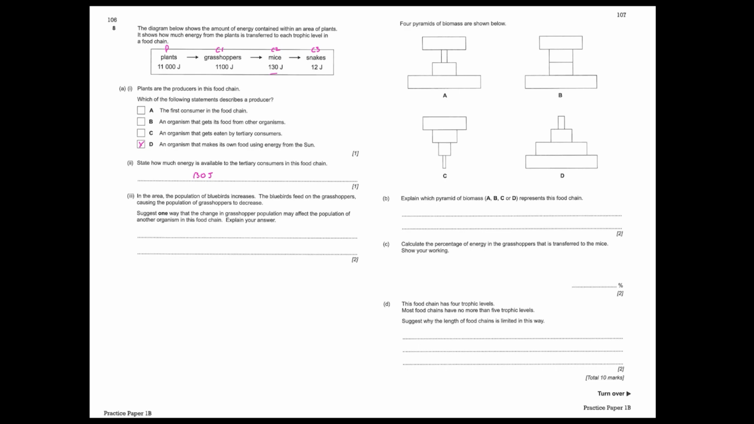Explain your answer. Okay, so there's essentially two ways you can go with this. You can either say that the plants will increase because there are fewer grasshoppers to eat them, or you can say that the mice will decrease because there are fewer grasshoppers to eat. So either you're looking up the food chain or down it. Either one of those would get you your 2 marks.